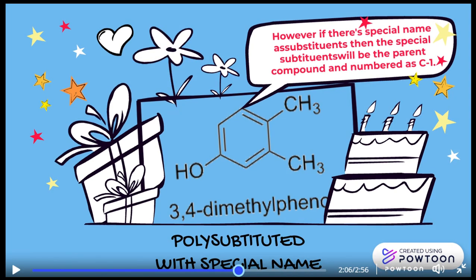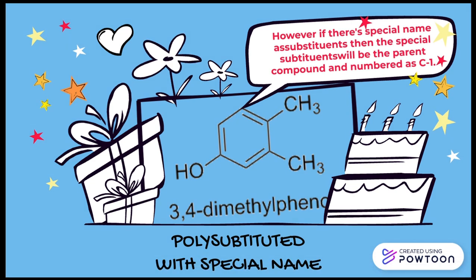as C1. A clear example would be a benzene ring with a hydroxyl group at C1 and two methyl groups at C3 and C4. The hydroxyl is at C1 because it has granted the compound with a special name, which is phenol, and it has become the parent. The two methyl groups remain as substituents. Thus, its name is 3,4-dimethylphenol.